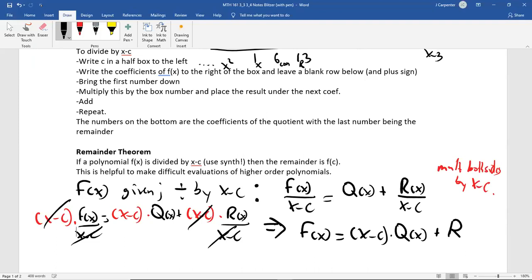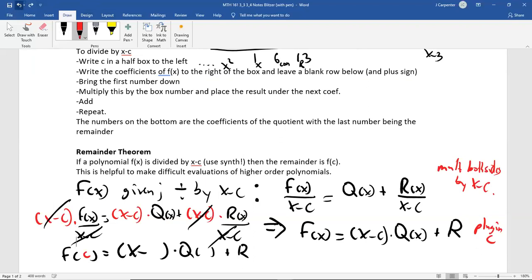Now I'm going to drop the function dependency on the remainder. Again, I'm not saying that the of x part just disappears. I'm just dropping it. It literally means the same thing. We've emphasized this in this course. I'm not technically changing anything here. So now, to prove the remainder theorem, plug in c. So f of c equals, this will be the x plugged in as c, times the quotient, and we'll plug in c to the quotient, and then plus the remainder.